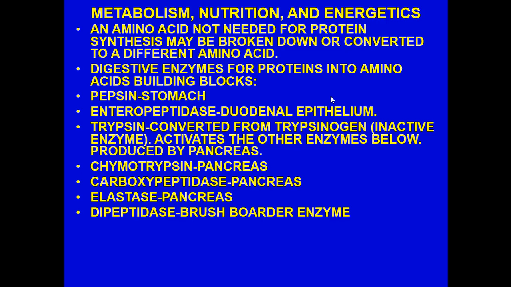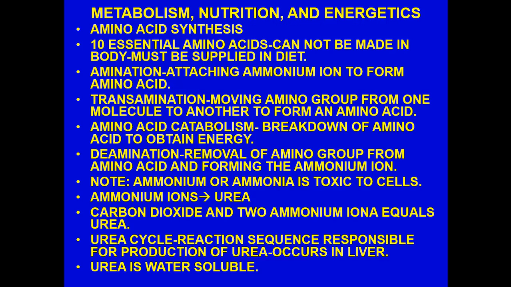Chymotrypsin, carboxypeptidase, and elastase, just like trypsin, are made in the pancreas. The dipeptidase is a brush border enzyme. So we've made these nice little amino acids, but we can't make all of them. There are 10 essential amino acids. They can't be made in the body and they have to be supplied in the diet.